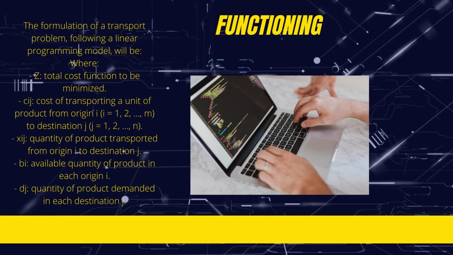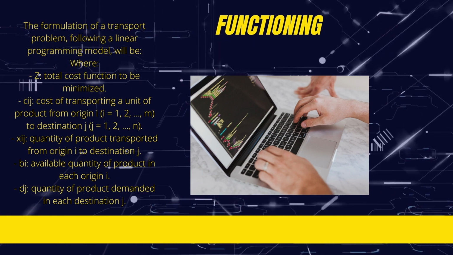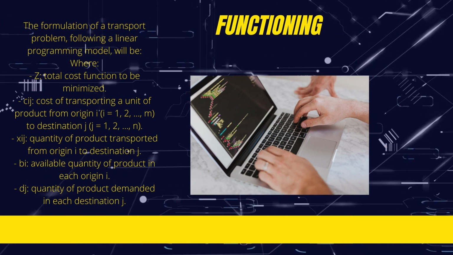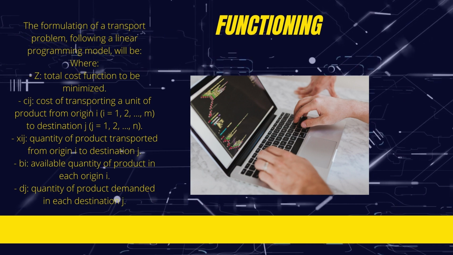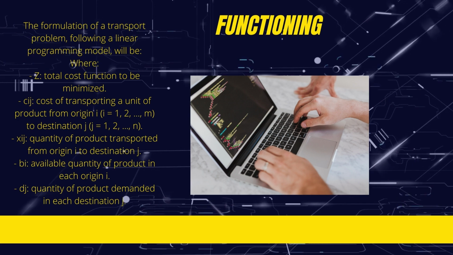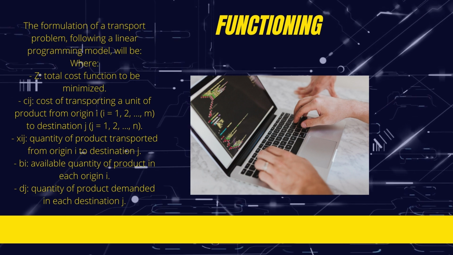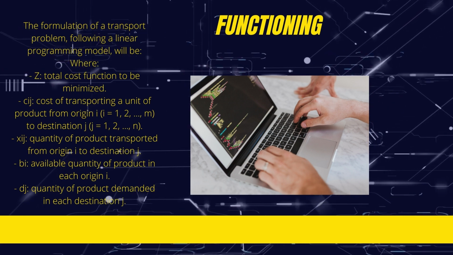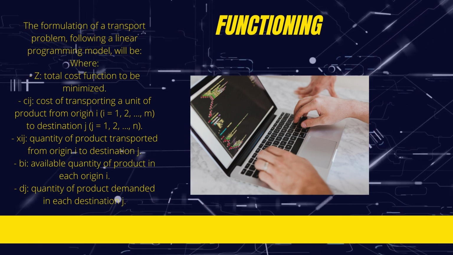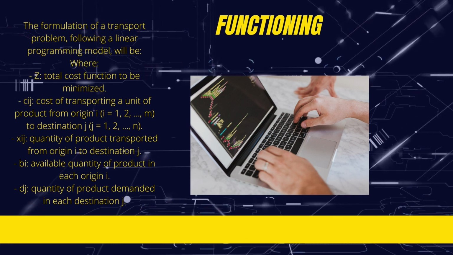Functioning. The formulation of a transport problem, following a linear programming model, will be where Z is the total cost function to be minimized. Cij is the cost of transporting a unit of product from origin i equals 1, 2, ..., m, to destination j equals 1, 2, ..., n. Xij is the quantity of product transported from origin i to destination j. Ai is the available quantity of product in each origin i. Dj is the quantity of product demanded in each destination j.